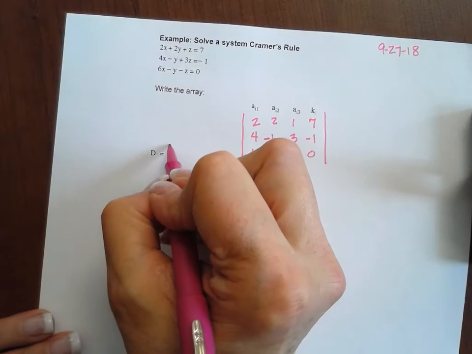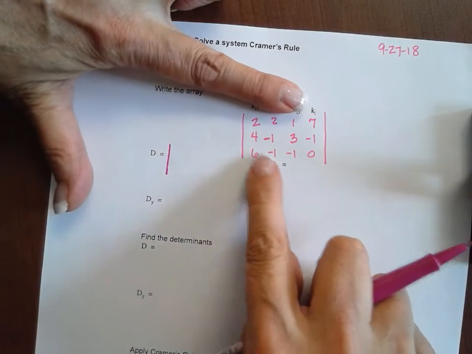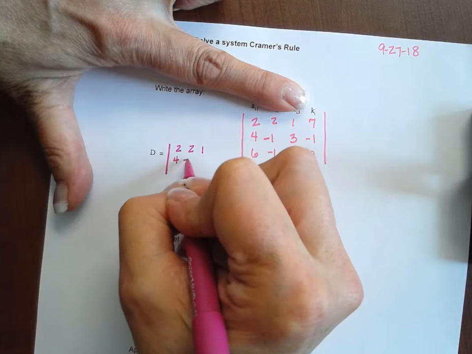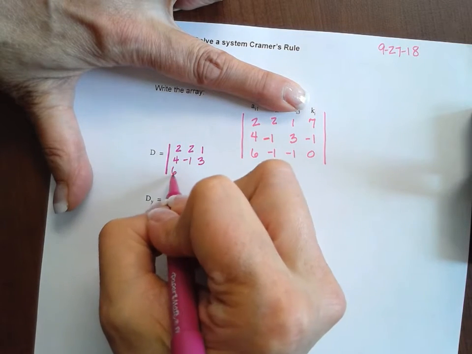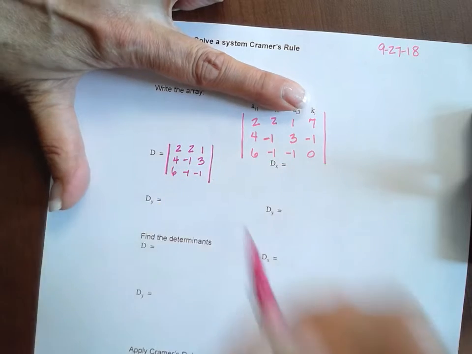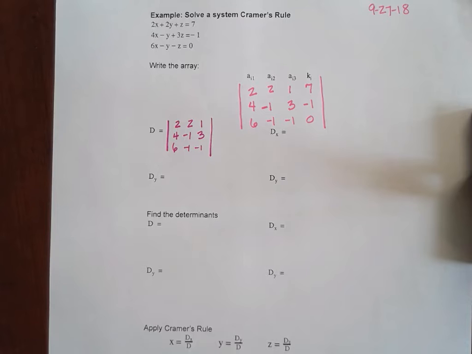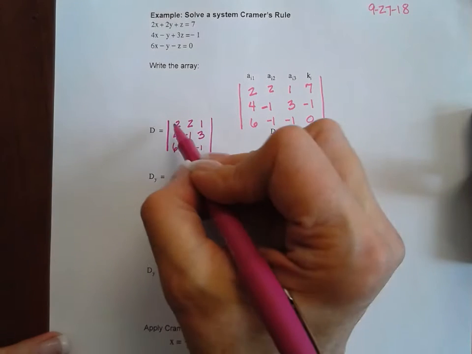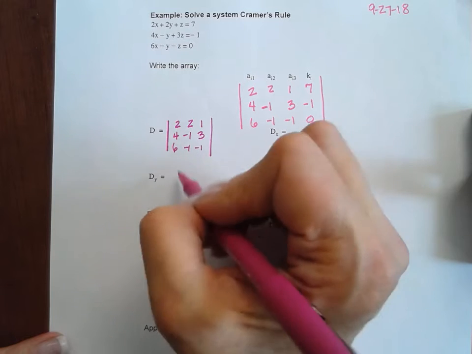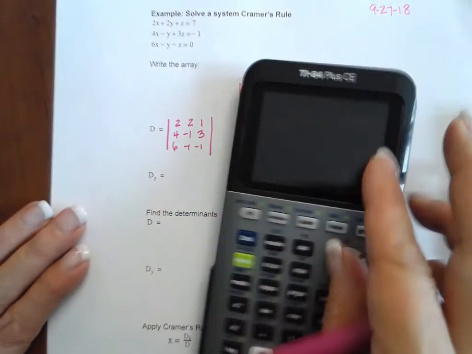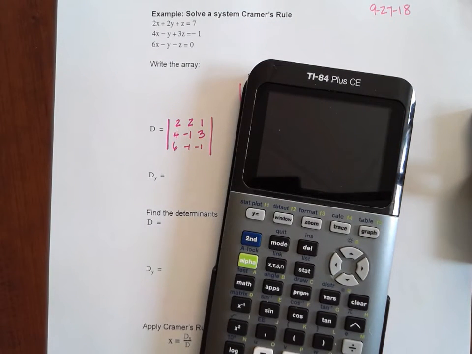Okay, so now to find the determinant, I use 2, 2, 1, 4, -1, 3, 6, -1, -1. Agreed? Okay, now to find the determinant, I could cross out the rows and then multiply and subtract and add the 3 times over. Or I could pull out my handy-dandy calculator, which makes this super easy.